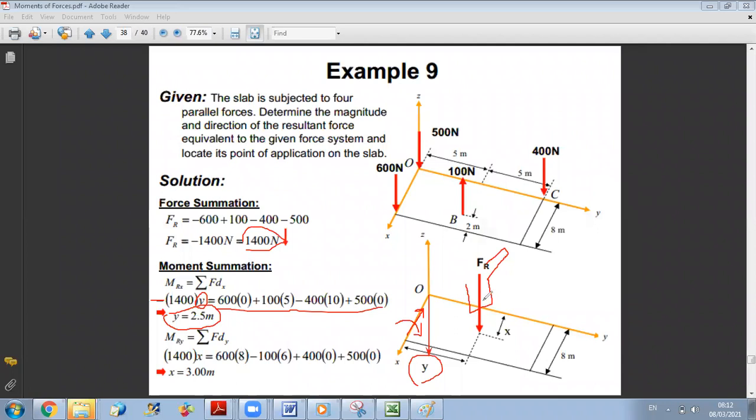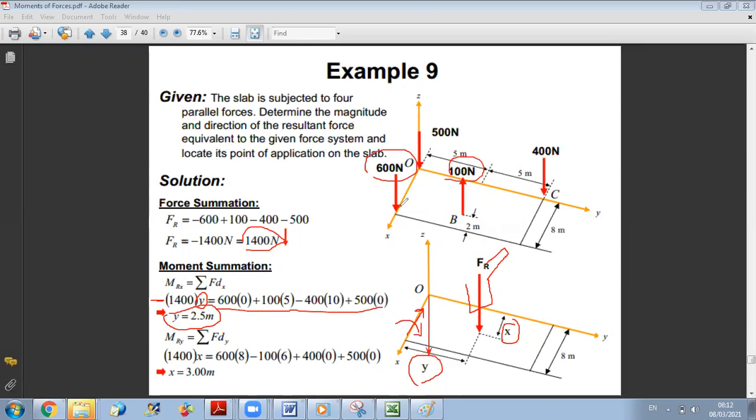So first, we should calculate when the force was here, what was its moment about y. Then we choose what distance x to displace in order to have a unique force without any couple. So now, for the moment about y, the 500 Newton force is not producing a moment because it's passing by y. The 400 Newton force also. So you just have the moment of the 600 Newton force and the 100 Newton force.